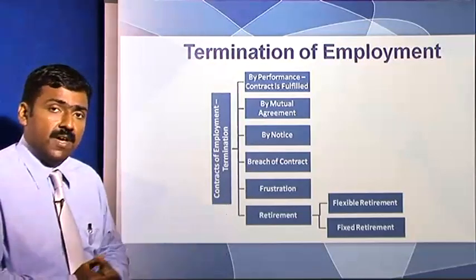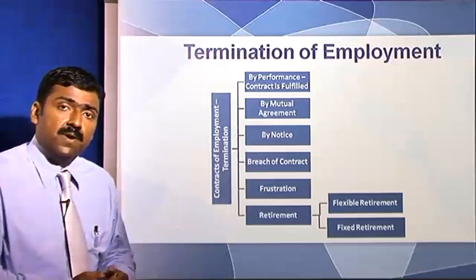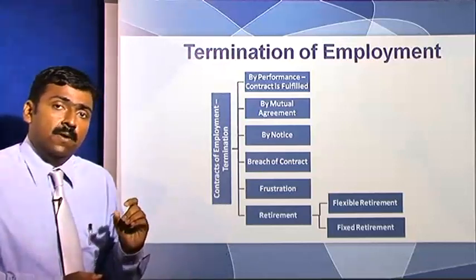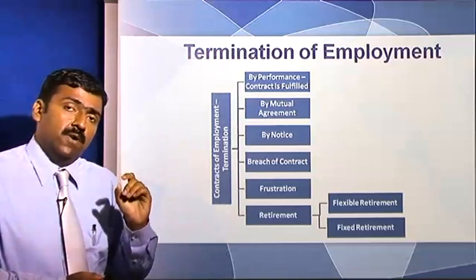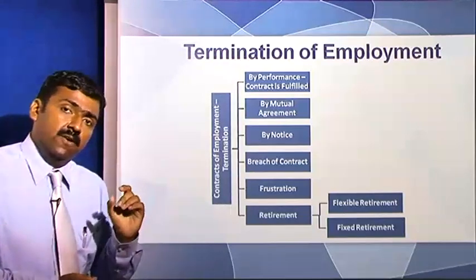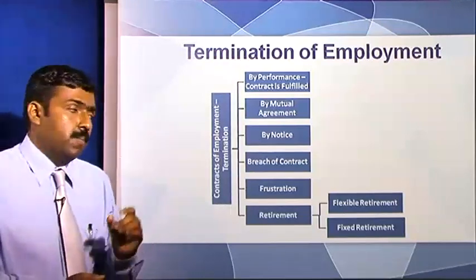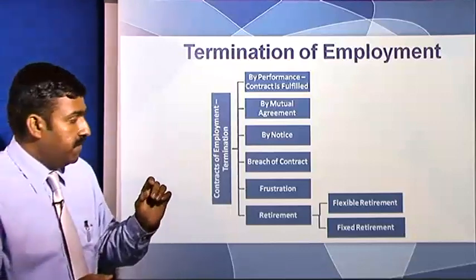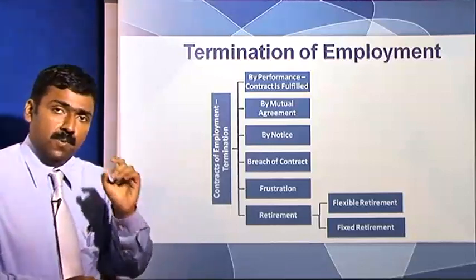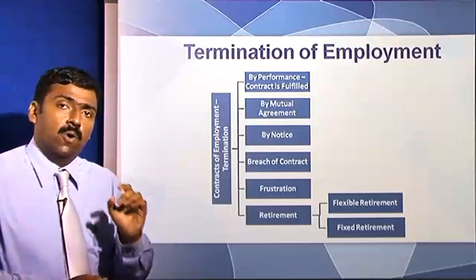And the final stage is retirement. It can be flexible retirement, in which the company fixes an age limit up to which employees can work, and beyond that age limit healthy individuals can carry on. This is a flexible approach. Or the second type is a fixed retirement, wherein on attaining a particular age all employees are bound to retire.